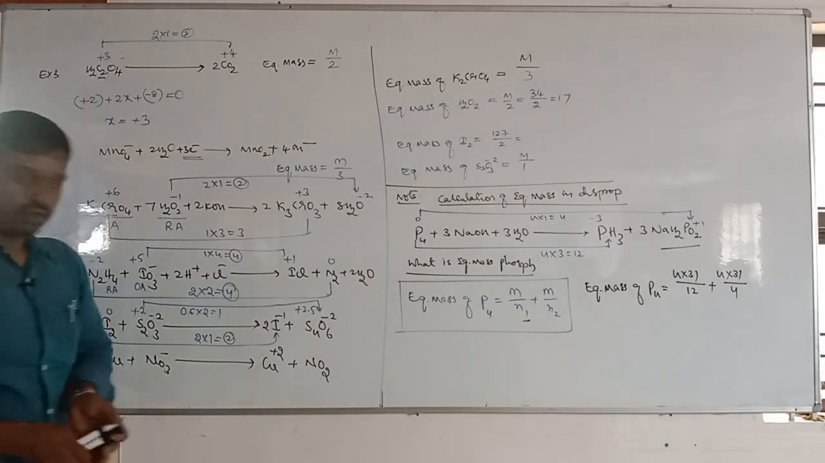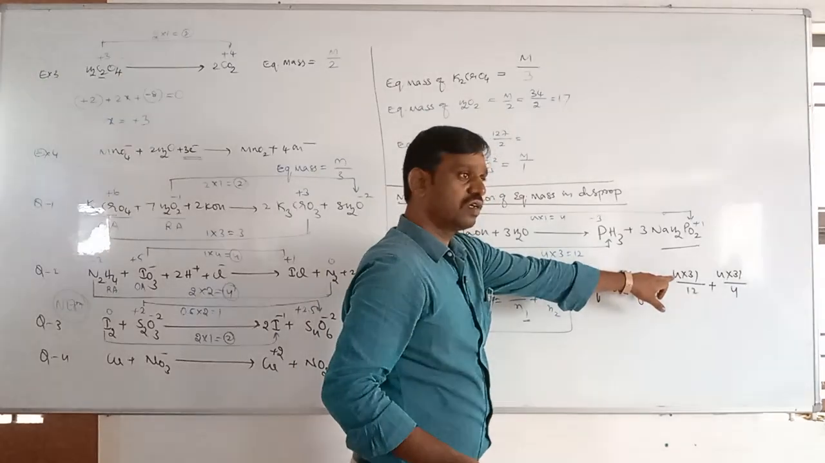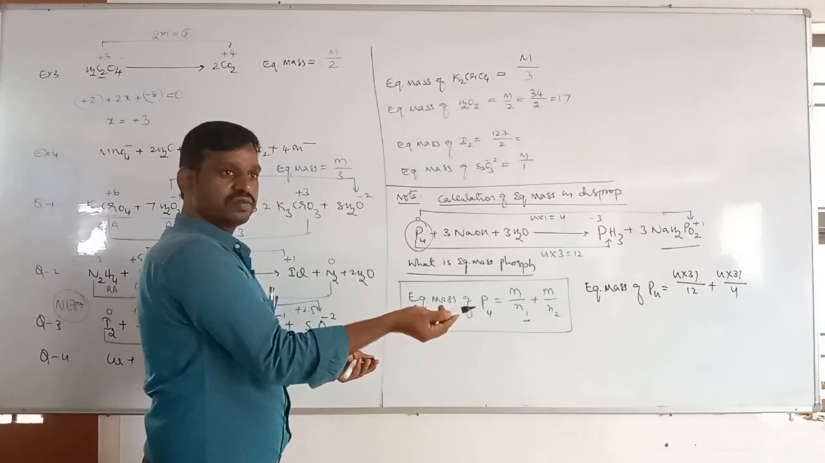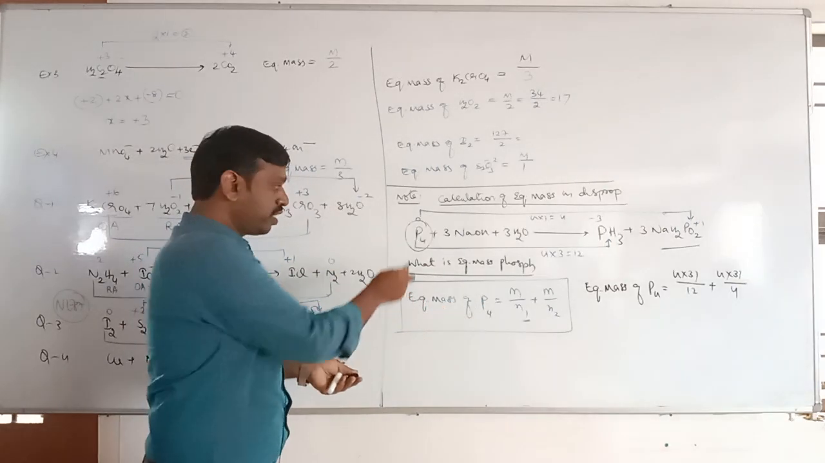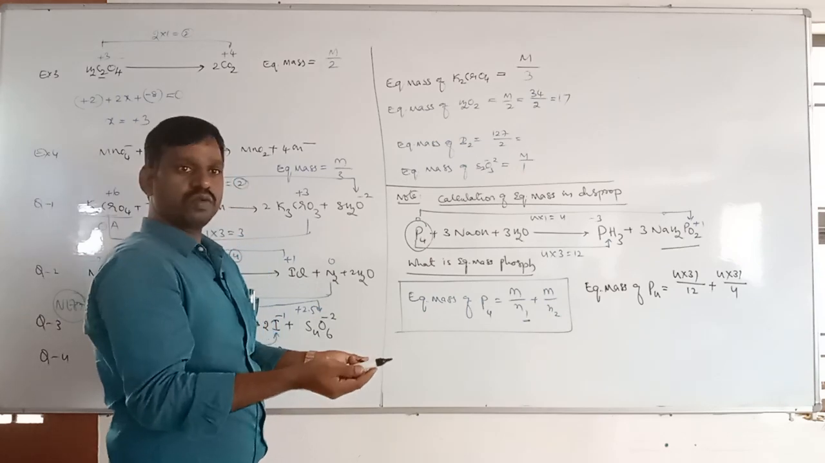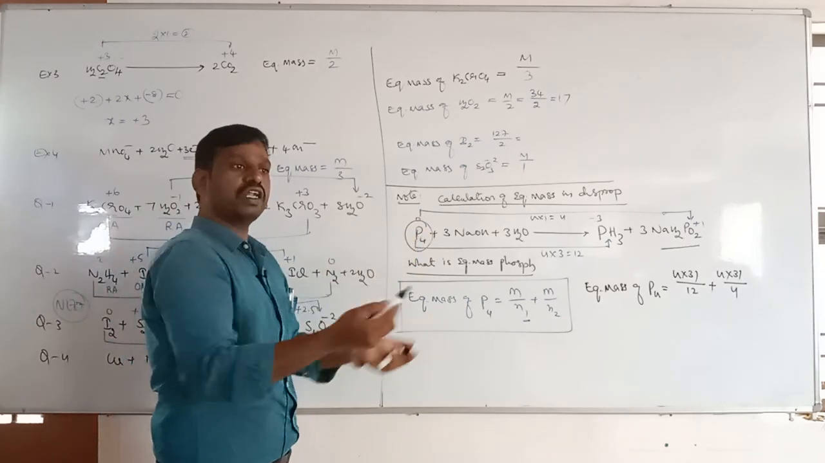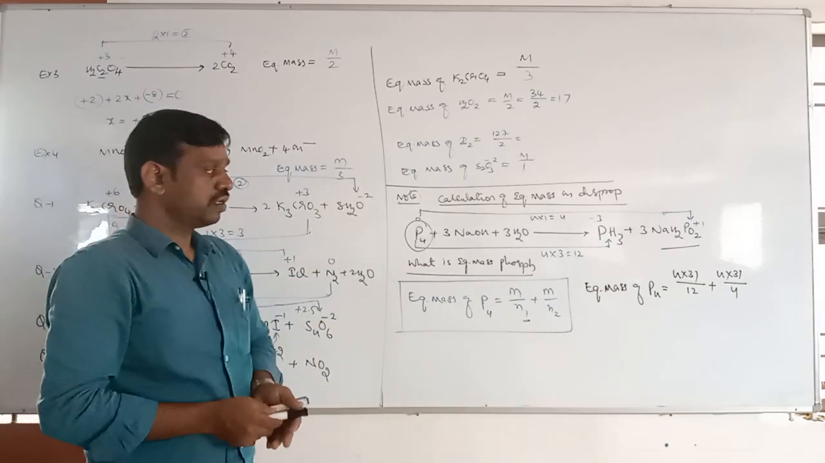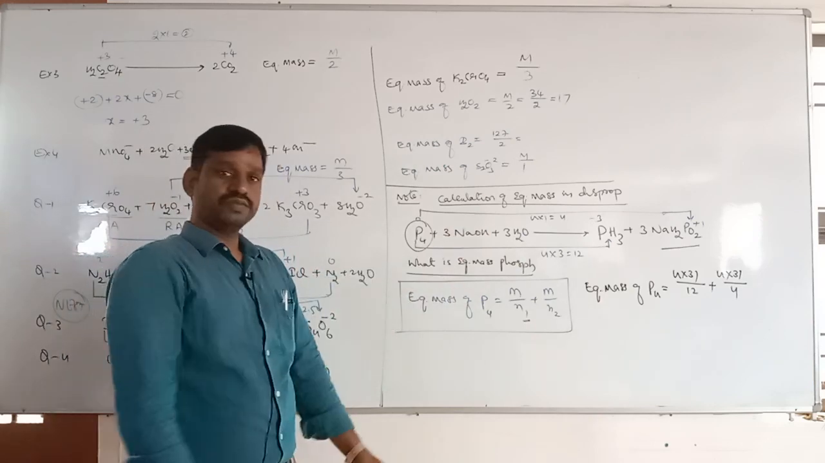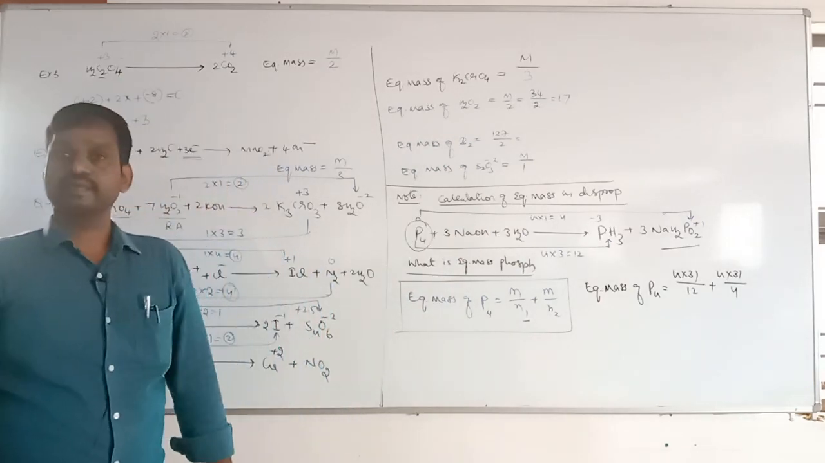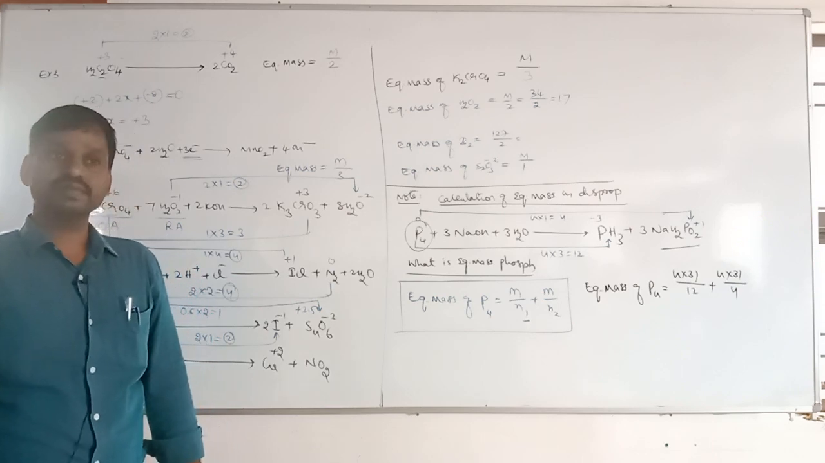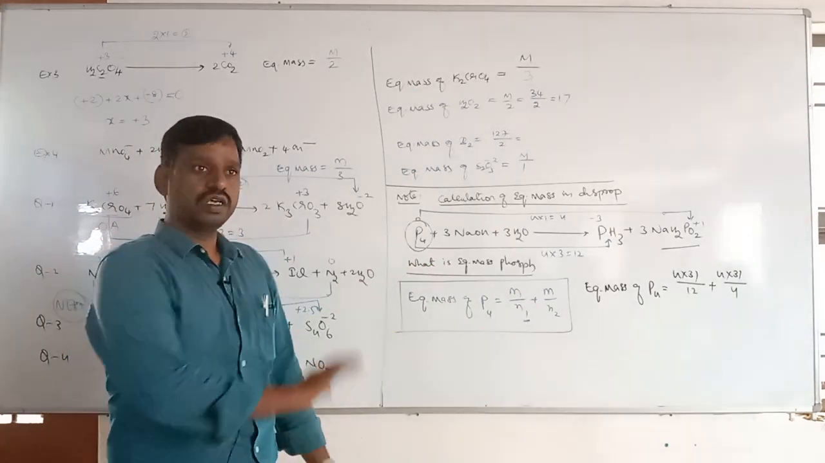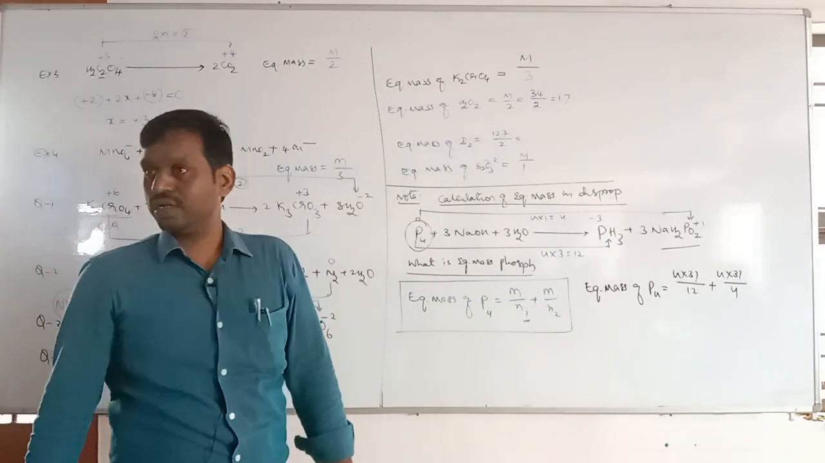Why have we taken 4 here? It's the molecular mass. One mole has P4. Molecule means should we take P4 or P? P4, because one molecule has 4 atoms. P4 means 4 into 31, divided by 12, plus 4 into 31 divided by 4. So this is the way to calculate equivalent mass in a disproportionation redox reaction. You must remember this as a special case. Other than this, all are as usual reactions.